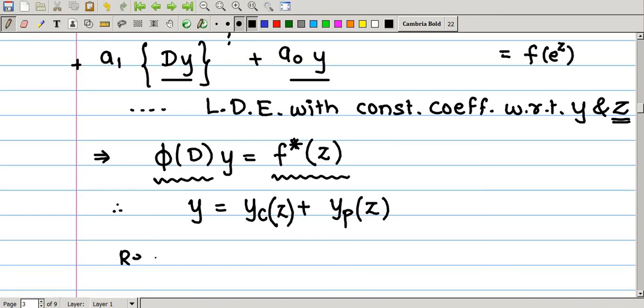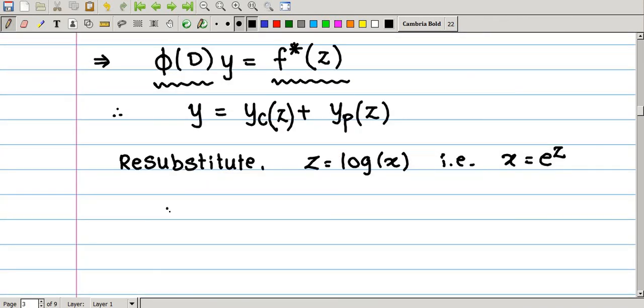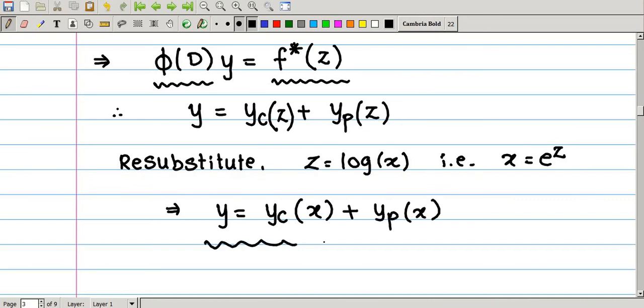Now, we resubstitute z is equal to log x, that is x is equal to e raised to z, in this solution, so that our required general solution will have the complementary function obtained in terms of x and the particular integral obtained in terms of x, and this is the required solution. So this will be the method of solving for any variable coefficient form.